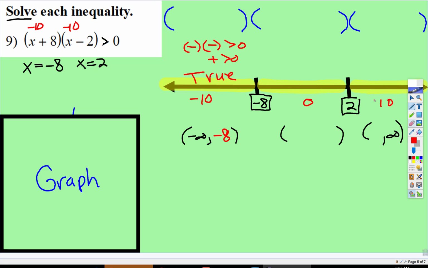Now I'm going to plug 0 in. So we have 0 there, 0 there. Let me change the color out. 0 plus 8 is a positive. 0 subtract 2 is a negative. Positive times a negative is a negative number. Is a negative number greater than 0? Well, that would be false.